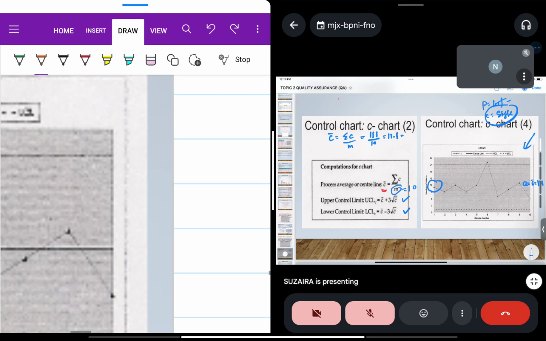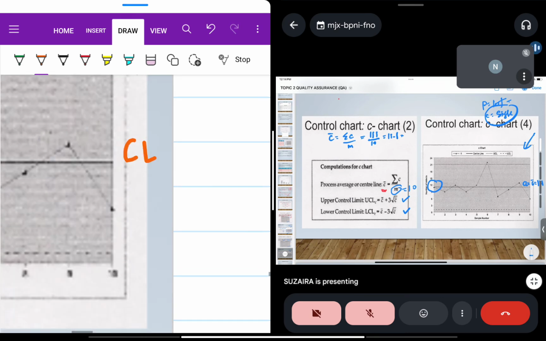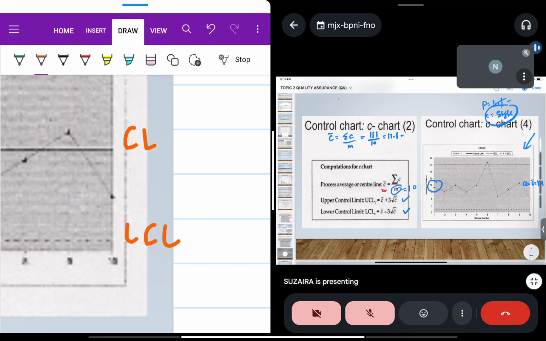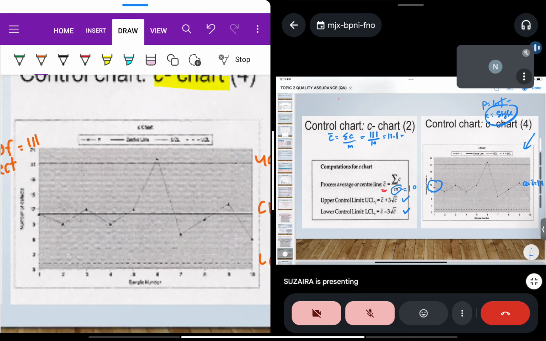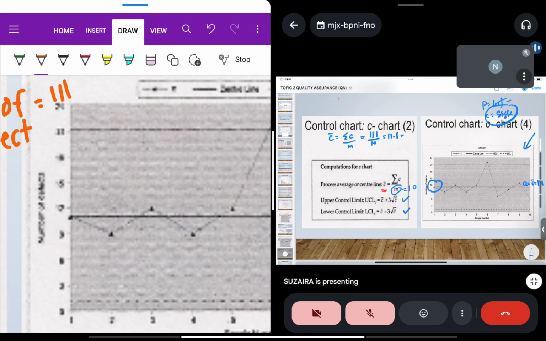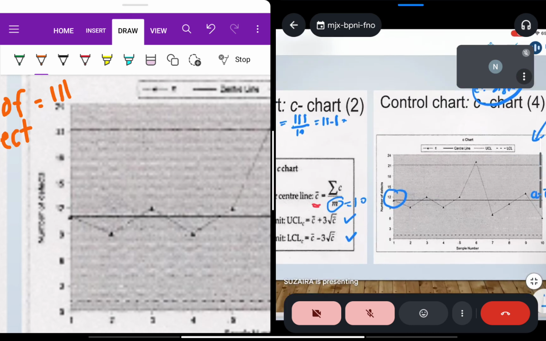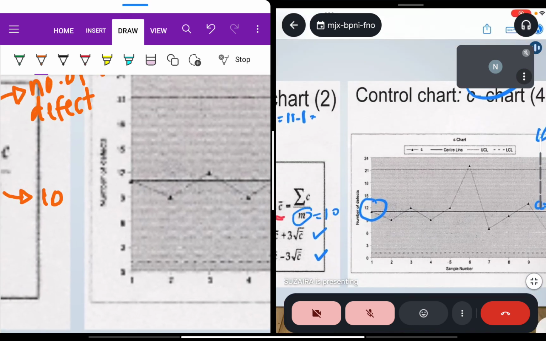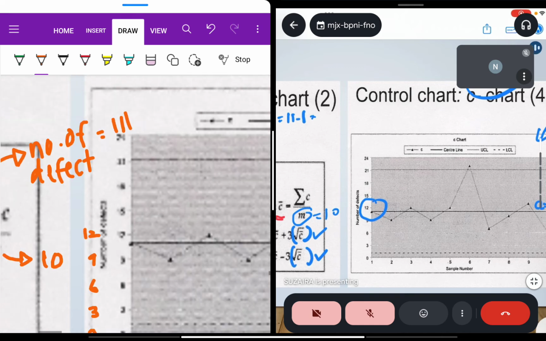The C chart is quite straightforward, quite direct, because once you already know the C bar, just fill in the equation and then you can calculate the UCL and also the LCL. The UCL equation is C bar plus 3 times root C bar, and the LCL is C bar minus 3 times root C bar as well.